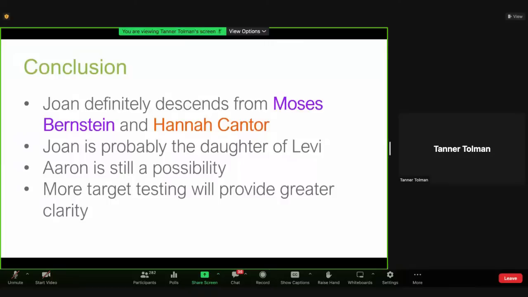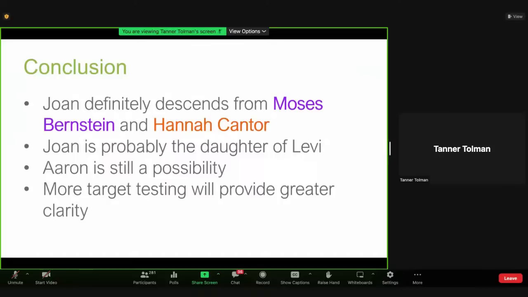We want to have our test takers as close to the research problem as possible, but we also want to work with what we get. And in this case, we got grandchildren who are willing to test. And so that is a little more ambiguous than if their dad would just test directly. But it is what it is.